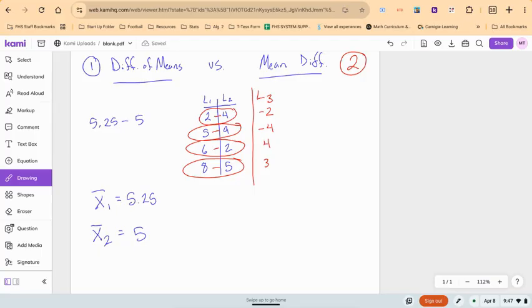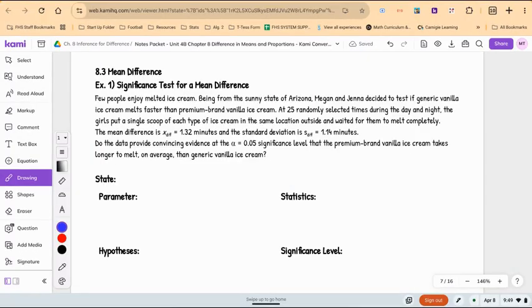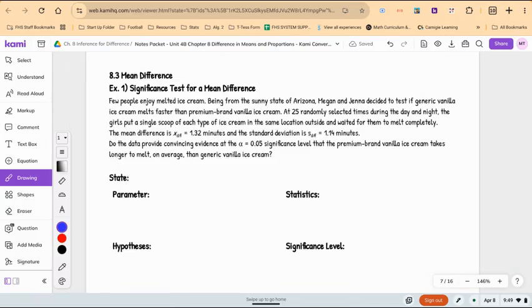So I've created a new list, and then all I'm going to do is find the average of these numbers right here, which in our case gives us 0.25. And so that's the main difference of ideas of what happens with the difference of means versus the mean difference. Okay, so again, I'll read this and then you'll kind of see what is different with the two.